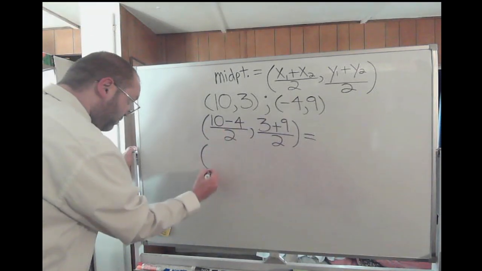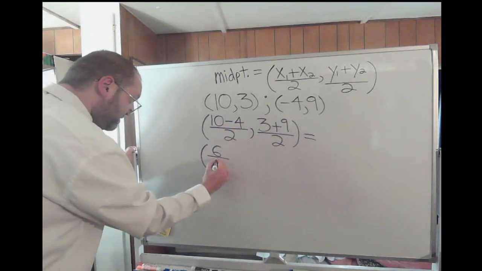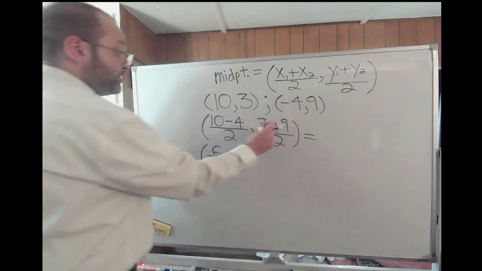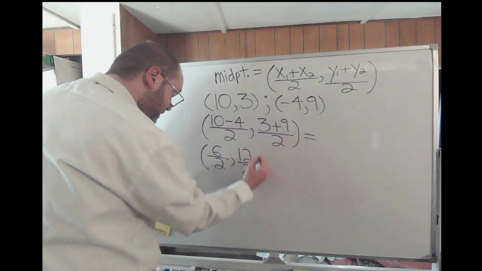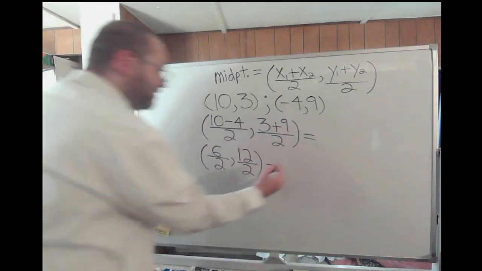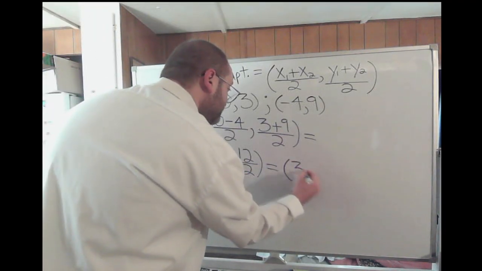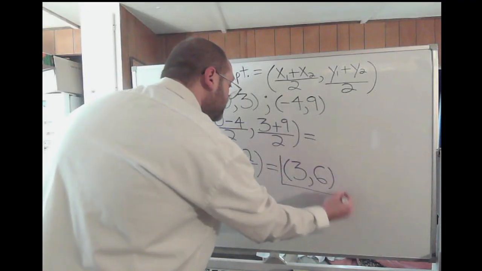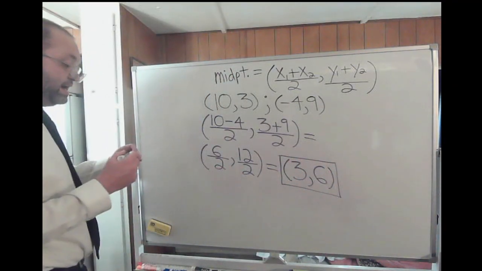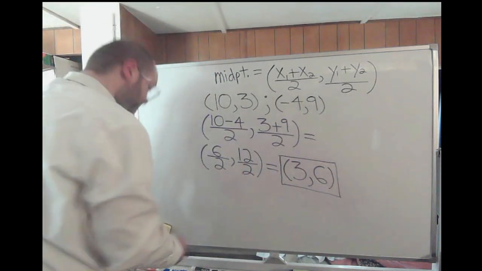10 minus 4, that's going to be 6, so you'll have 6 over 2. And then 3 plus 9, that's 12, so then you'll have 12 over 2 for your y-coordinate, which will simplify into 3, 6. So the midpoint of those 2 points can be found at 3, 6.